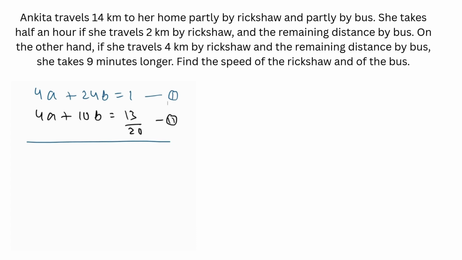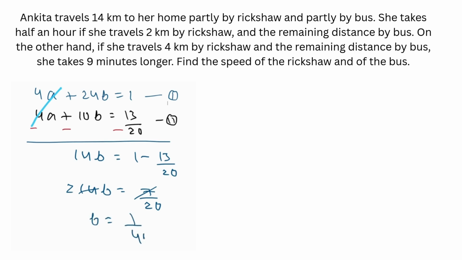Next, we are going to apply elimination method. For that, we are subtracting equation 2 from 1. So subtracting is what? Altering the sign of the second equation. Now from here we can say that 4a and 4a get cancelled. So we get 24b minus 10b is what? Positive 14b. On the other side it is 1 minus 13 over 20. So this is 14 times b equals, taking LCM, this is how much? 7 over 20. And reducing this further, we can say that b comes out to be 1 over 40.